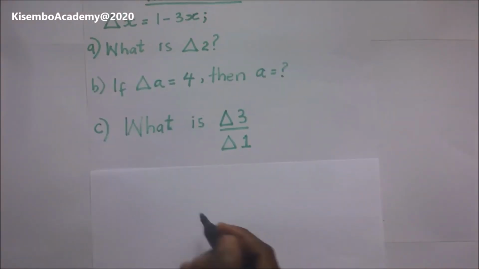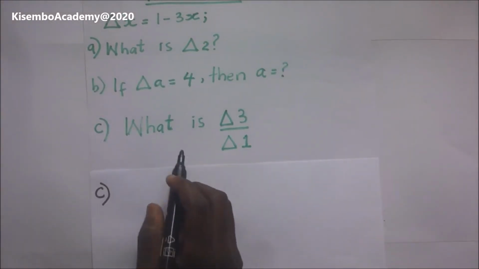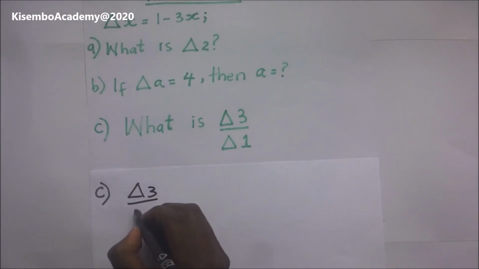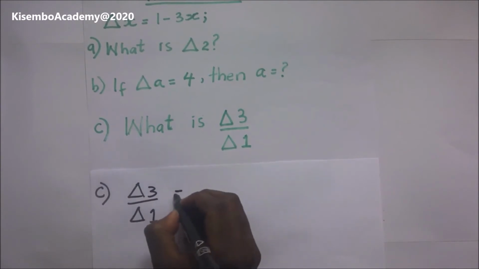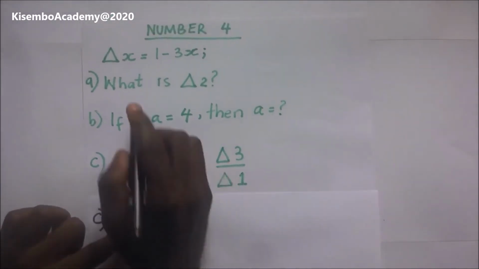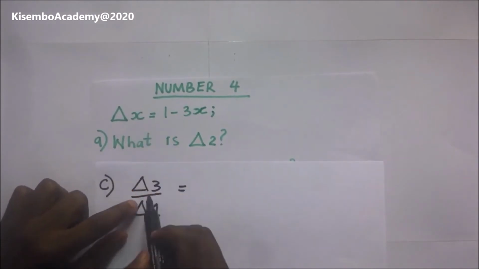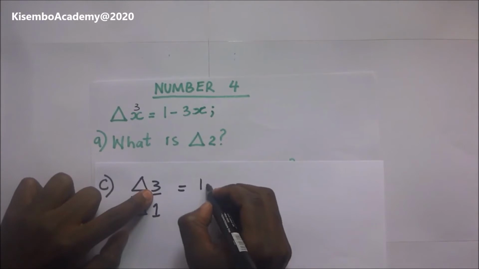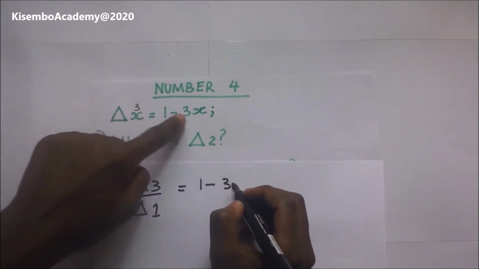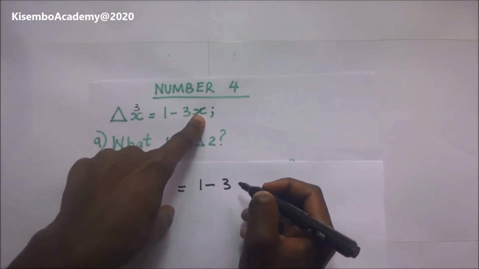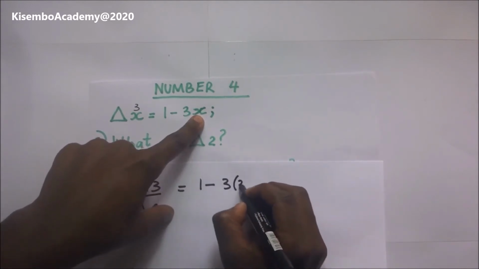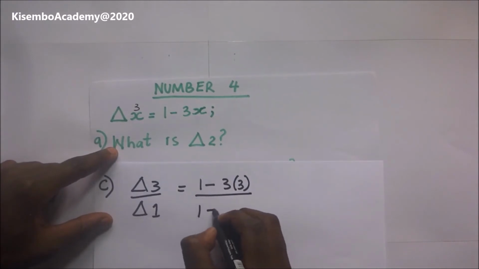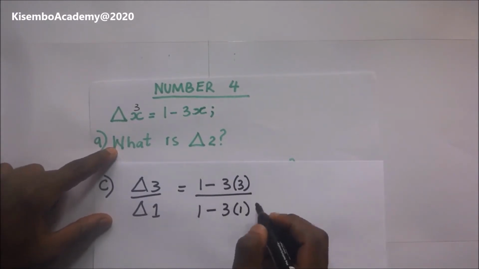So let's go on to part C. We're being told, what is delta 3 over delta 1? That's going to become now delta 3. From here, our value of x in this case has become 3, so we substitute for 3 here, and this becomes 1 minus 3 times 3. Divide all that by delta 1. This becomes 1 minus 3 times 1, like that.